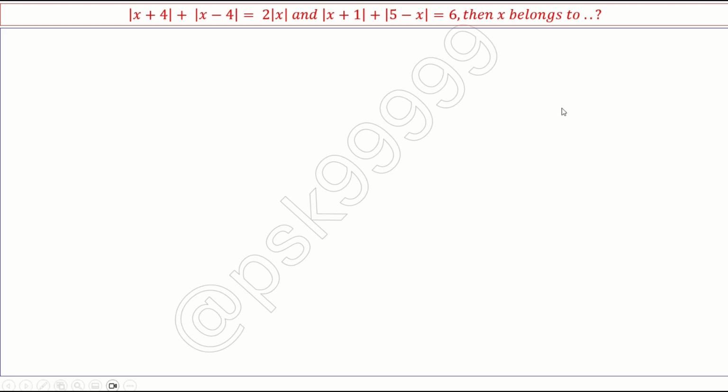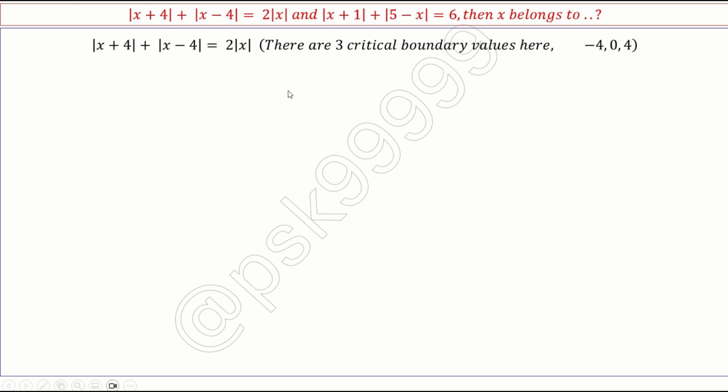That means basically, the first thing is we have to take the critical boundaries of each equation and find out the domain of each equation, and then take the union of it. So for this one, the critical numbers are minus 4, 4 and 0. So I will get domain ranges: x less than or equal to minus 4, or x between minus 4 and 0, x between 0 and 4, and x greater than 4.